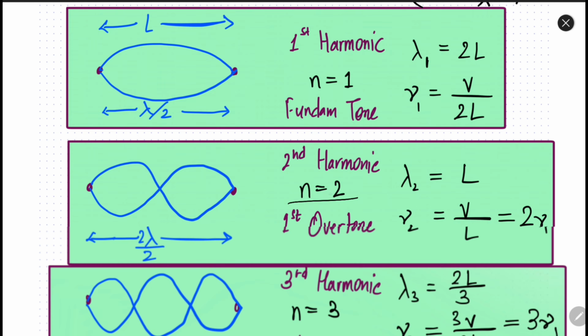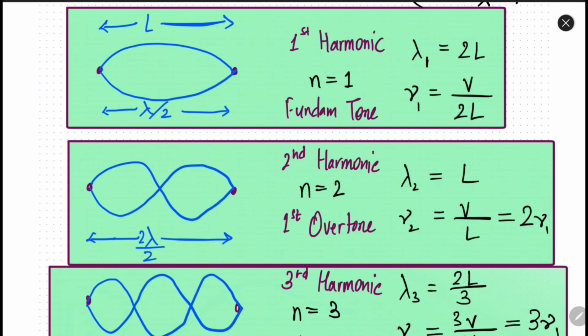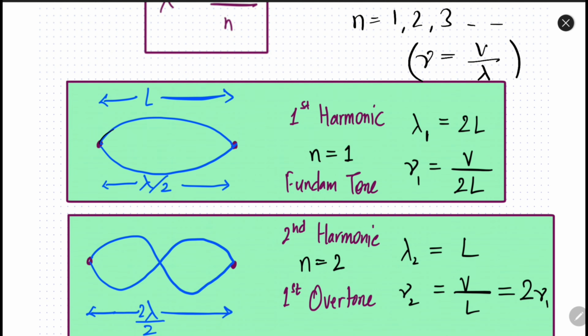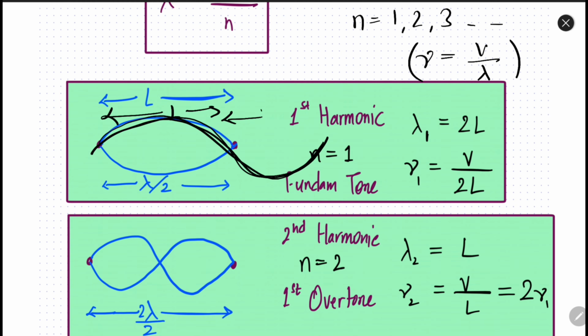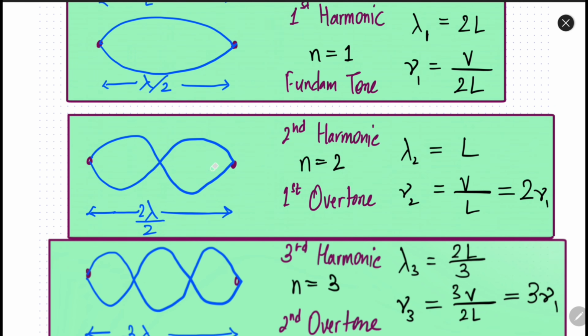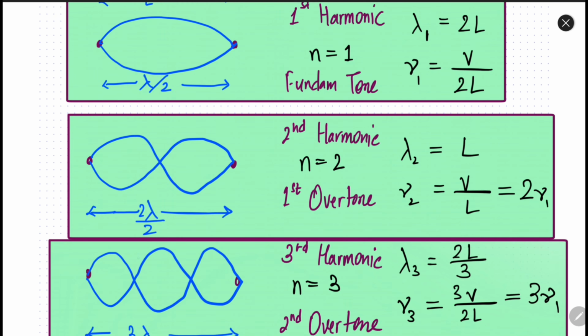Now when n is equal to 2, we get this type of shape. In this shape lambda is equal to L, because you can understand this is one complete wavelength. In the previous one it was half a wavelength, so the wavelength was L plus L, 2L. So this is called the second harmonic or the first overtone.